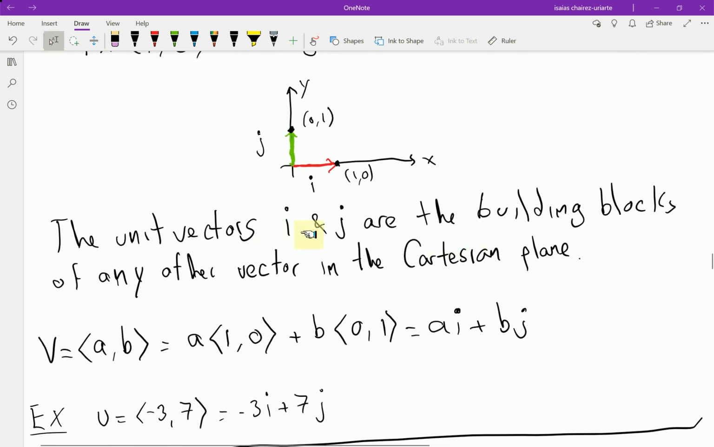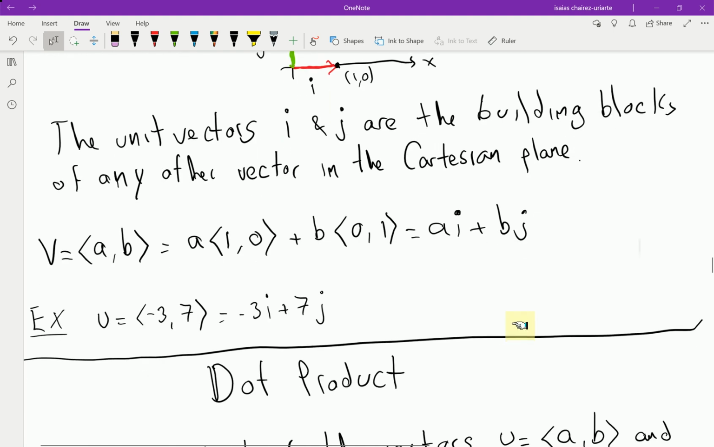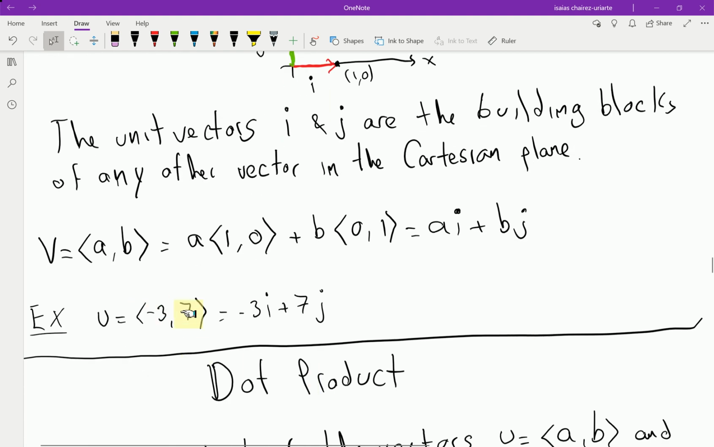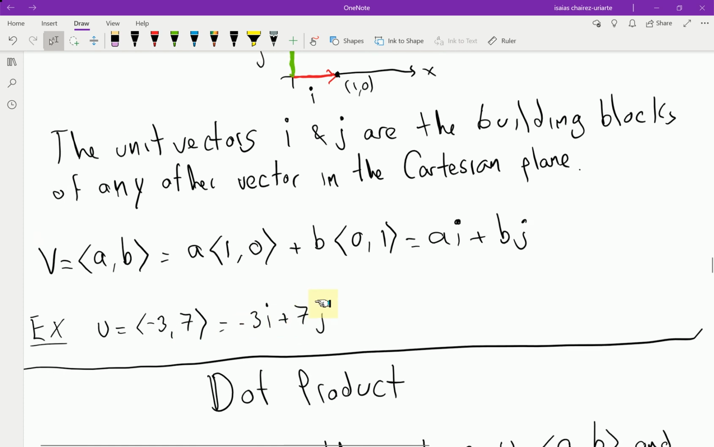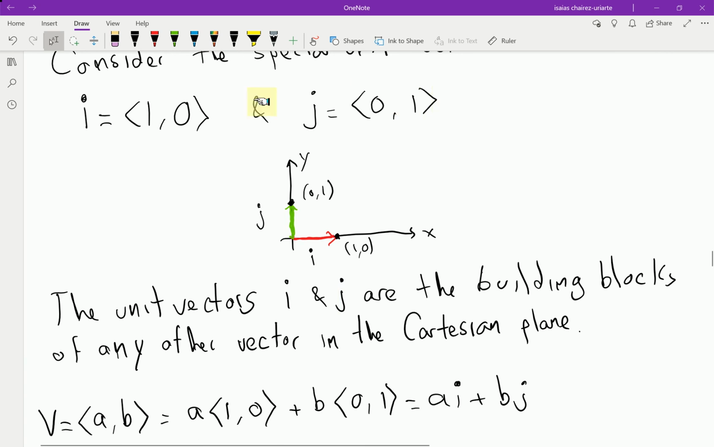The unit vectors i and j are kind of like the building blocks for any other vector in the Cartesian plane. If I give you a vector in position form a comma b, then you can say it's a times this vector 1, 0 plus b times the vector 0, 1, which just means that it's a times i plus b times j. For example, if I give you this vector negative 3, 7, that's just negative 3 times the vector i plus 7 times the vector j. So these two vectors are important for us. Keep them in mind. They're the building blocks for all of the other vectors in the Cartesian plane.